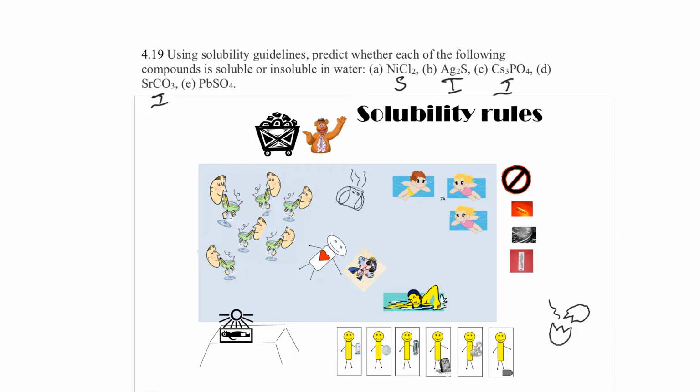And the last one here is lead sulfate. Okay, so lead, this is sulfate. She's the yellow girl. Sulfates are soluble because she's in the pool, but these are the 6 exceptions to sulfates. Is lead one of the exceptions? Yes. That's a bullet. So lead sulfate is insoluble for that reason.